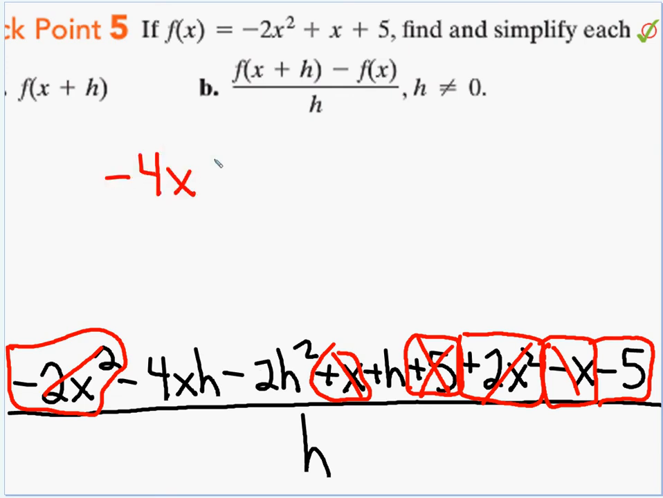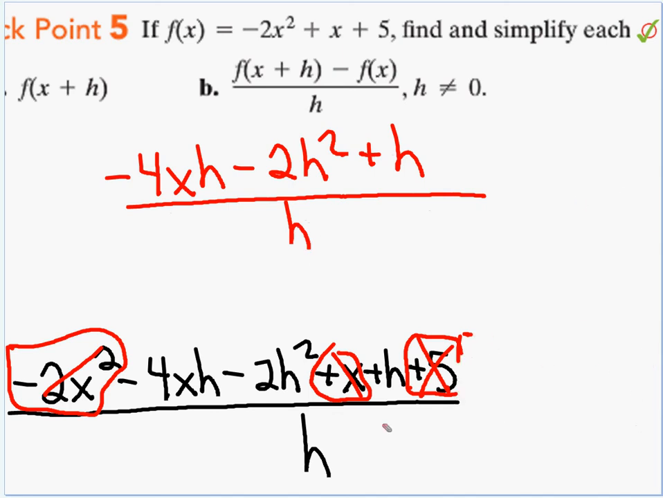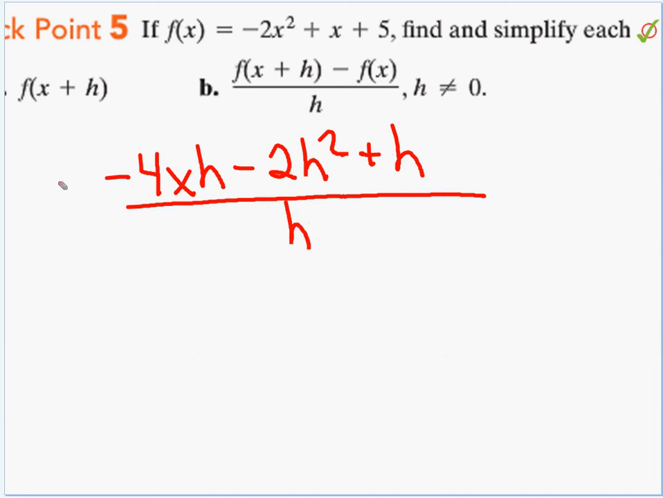Minus 4xh minus 2h squared plus h all over h. Now when we did the example, we factored an h out of the numerator and then canceled it once it was factored out. There is another way to do that when you feel more comfortable with these problems.